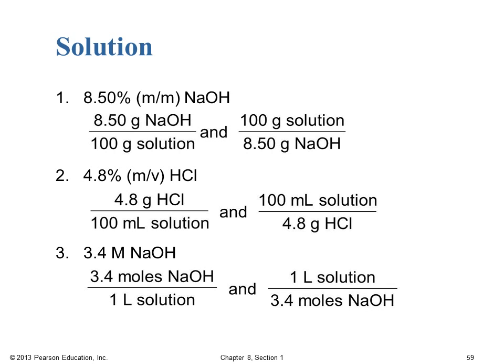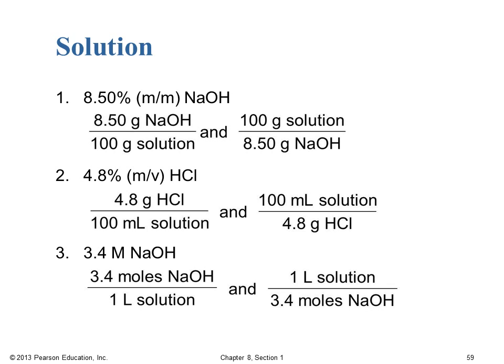If we have 4.8% mass by volume of HCl, that means we have 4.8 grams of HCl per 100 milliliters of solution. Or equally, in 100 milliliters of solution, we have 4.8 grams of HCl. And then for 3.4 molar NaOH, we would have 3.4 moles of NaOH per liter of solution, or in 1 liter of solution, we have 3.4 moles of NaOH.